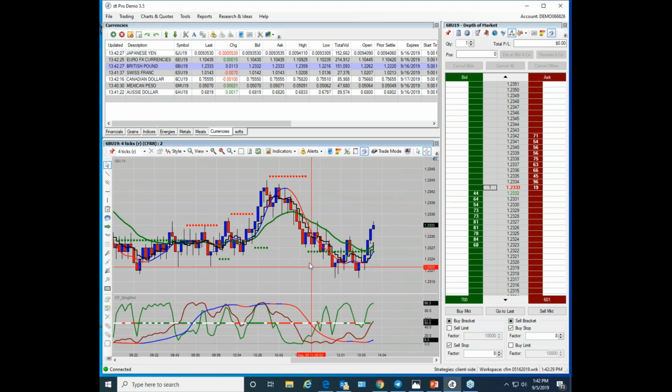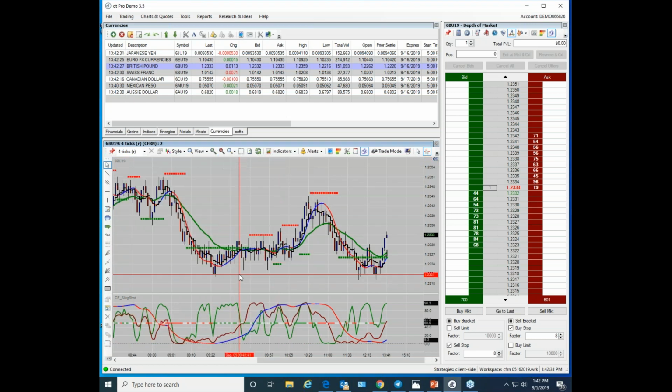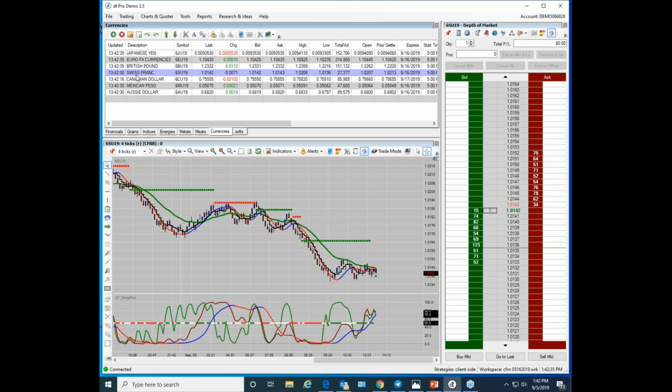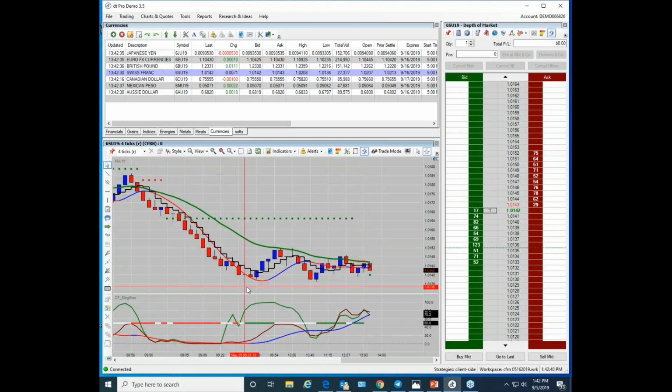This is the British pound. Zoom out, zoom out, zoom out. We're just sideways here. The Swiss franc. Okay. A few things to observe. We did get the pullback to the BBC with the down close. The color was the wrong color.